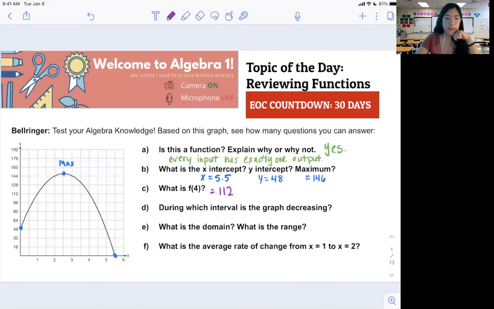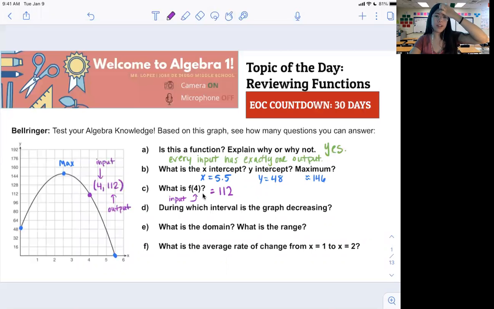Now why? That's because 4 is the input, which is the x value. So on the x-axis, I go to my 4, here it is, and then I look up to where I am on the graph. This is 4, 112. So if 4 is my input value, 112 is my output. So f of 4 equals 112. That's function notation. Again, we will review that.